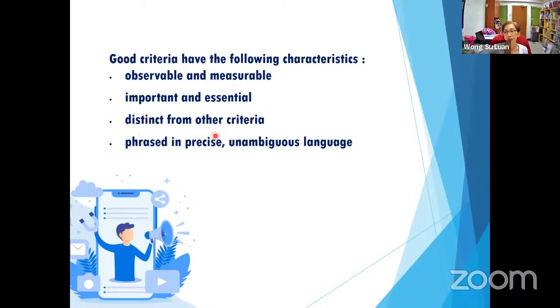Distinct from other criteria, which means there's no overlapping of the criteria. It shouldn't overlap. It should be able to stand on its own. Phrase in precise, unambiguous language. Because remember, if you are going to share your rubrics with your students, the way we write it shouldn't be so confusing to the students.